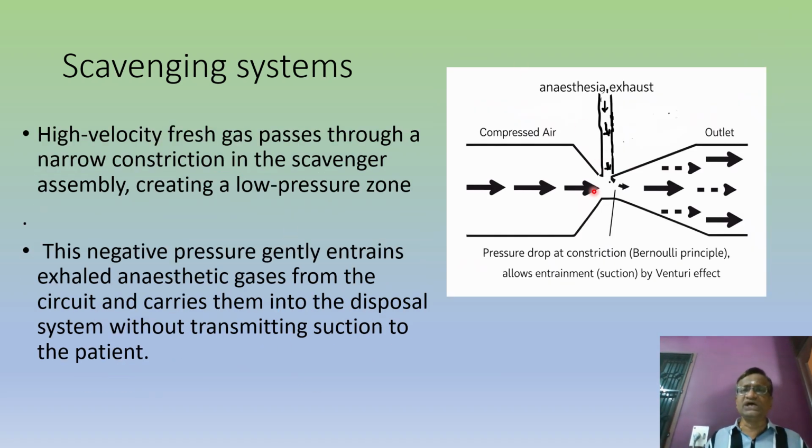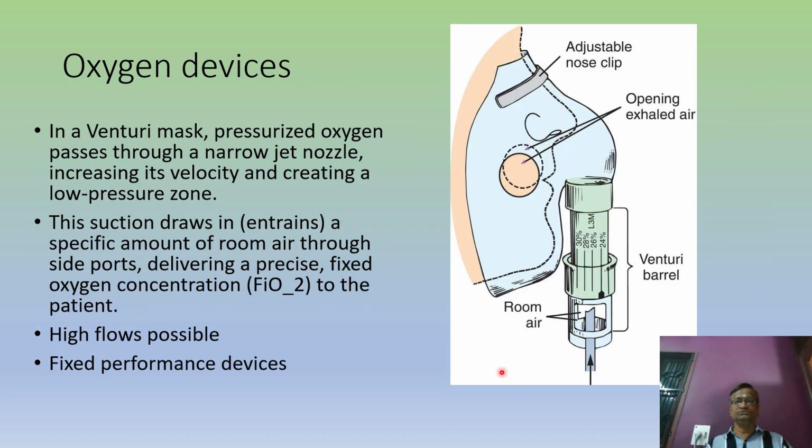Now we can also use the anesthesia exhaust, from the back of the ventilator. You create the anesthesia exhaust here, and with compressed air, a negative pressure, the exhaust gases go out through the outlet. Yes, we can have this exhaust, or a scavenging system, utilizing the Venturi effect or Bernoulli's principle.